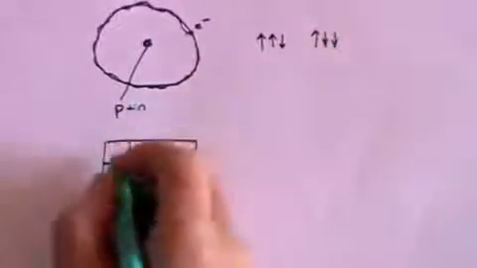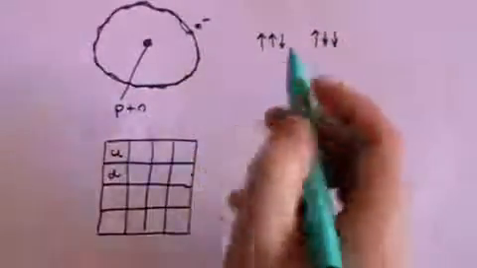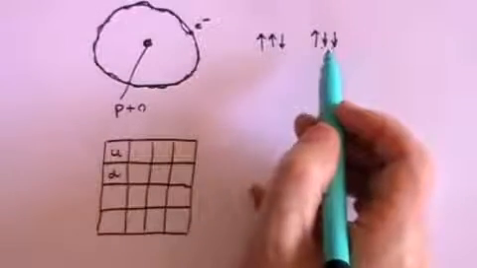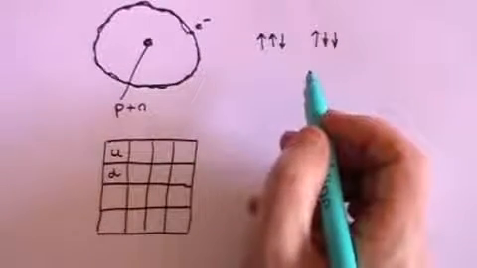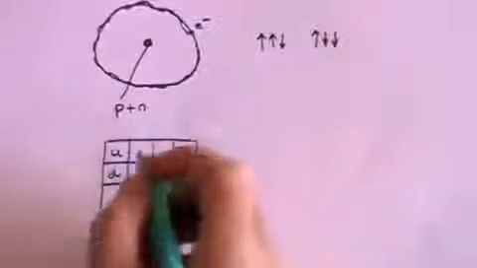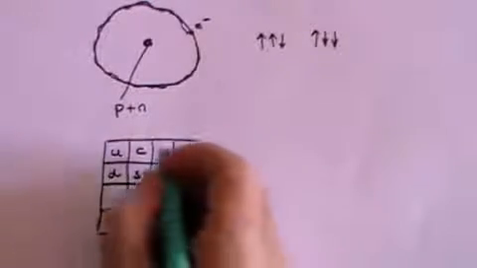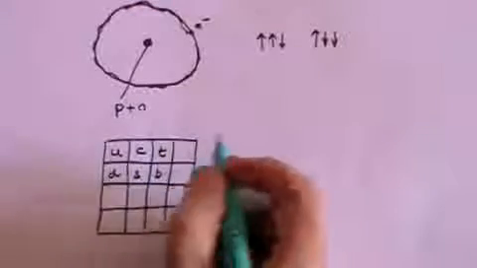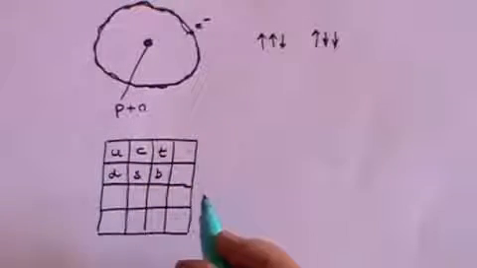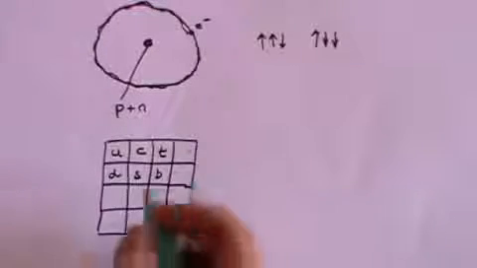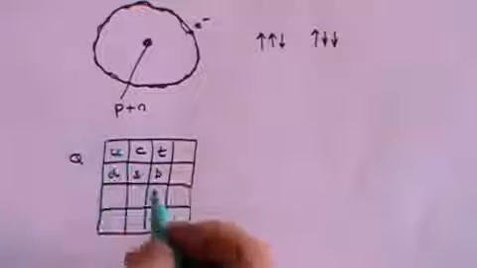There are the up quark and the down quark, which is what we've got here. And then there are essentially heavier versions of these quarks. There's a charm quark and a strange quark, and there's a top quark and there's a bottom quark. And those are the 6 quarks, the 6 fundamental particles.